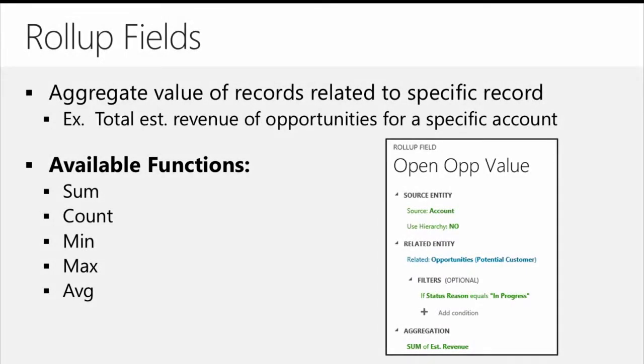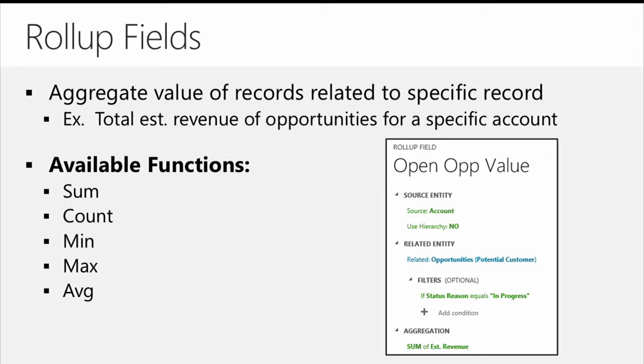Another option that you have are roll-up fields. And they do exactly what they sound like they do. They roll up information from related records as they correspond to a specific record inside the application. So a real good example of that, like we've talked about in the past, would be estimated revenues of opportunities for a specific account within the application.